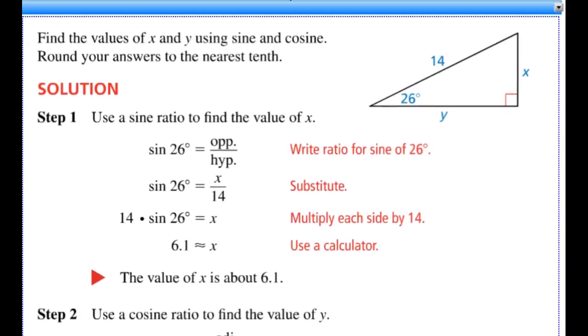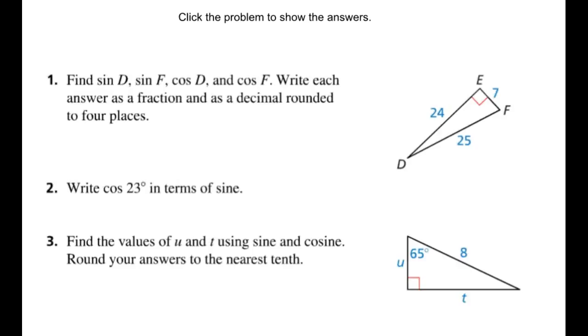So now I always want to go back and just make sure that that makes sense as a triangle. If one side is 14, the other side is about 6.1 and the other side is about 12, that makes sense to me, and that does actually form my triangle, so I know I was right finding those side lengths. So now here's a chance for you to practice using the sine and cosine.